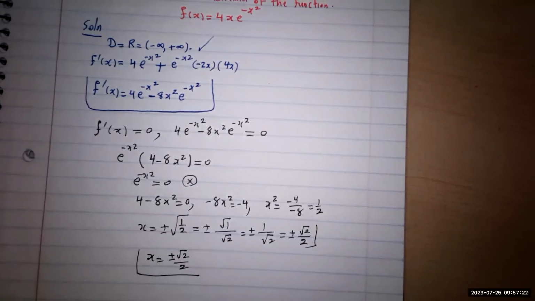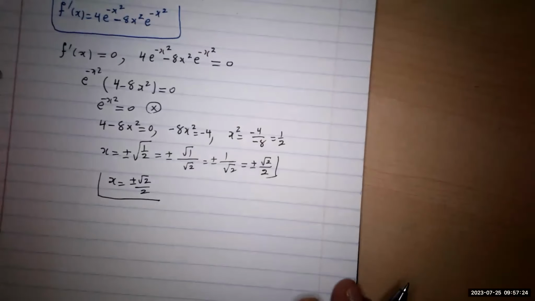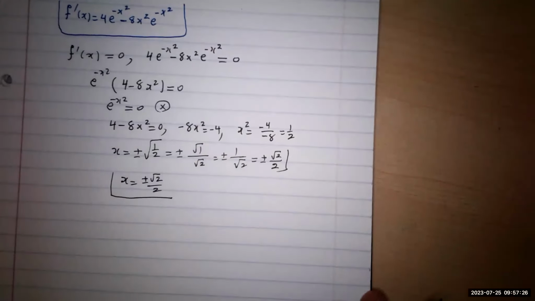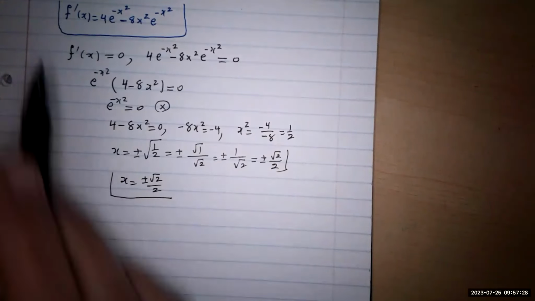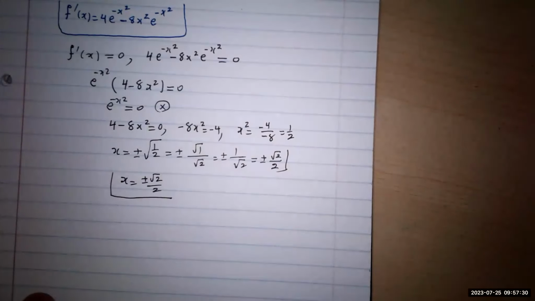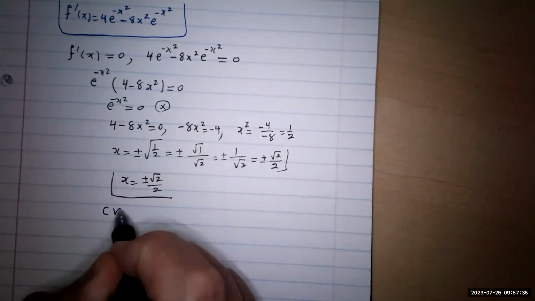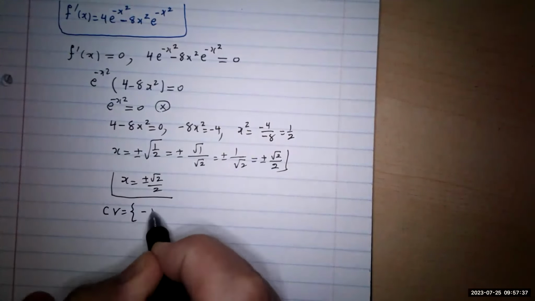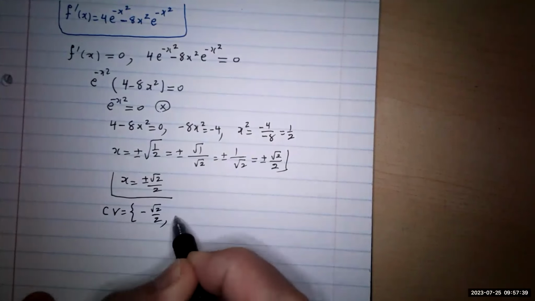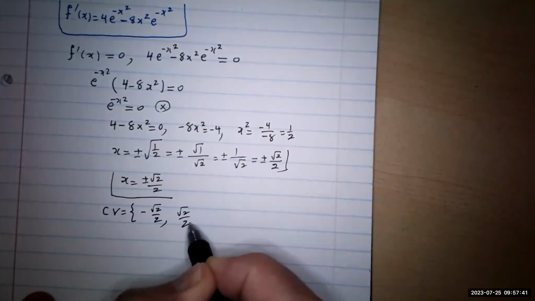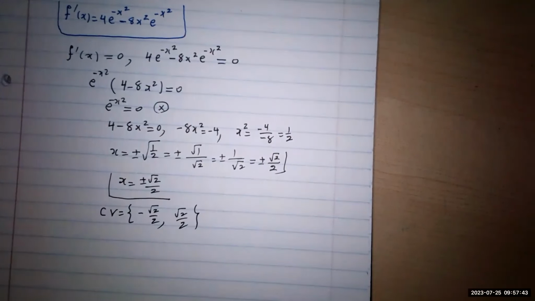So this is going to be your critical numbers. Remember, the domain of the function is the set of all real numbers, so both of them are going to be critical numbers. We are going to have two critical numbers: negative radical 2 over 2 and positive radical 2 over 2. Any question?